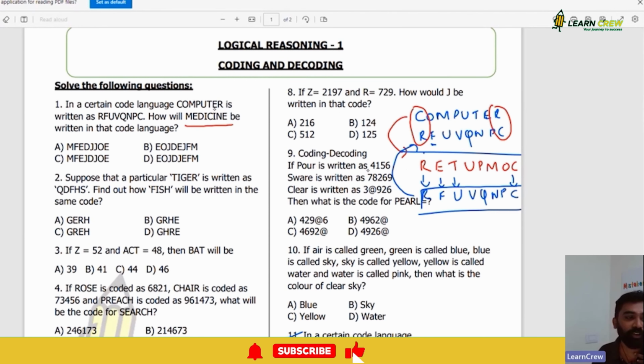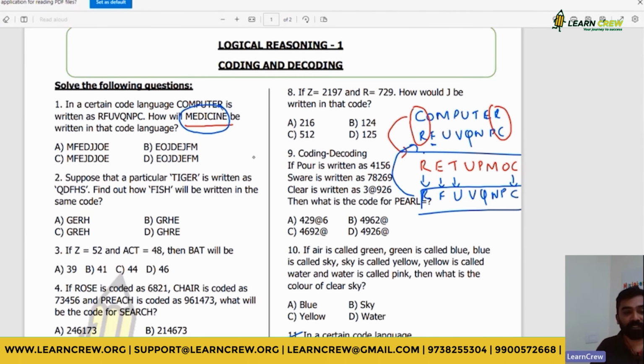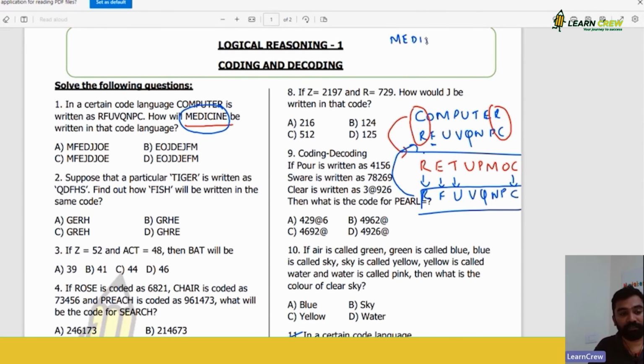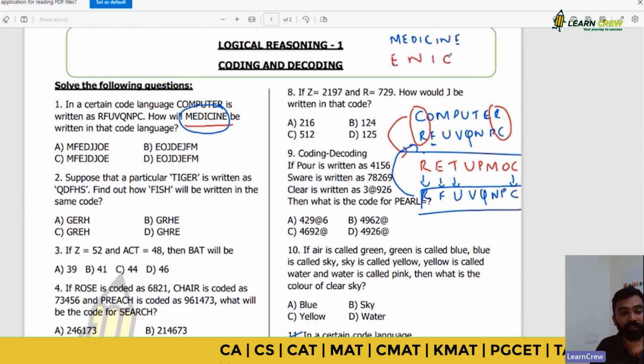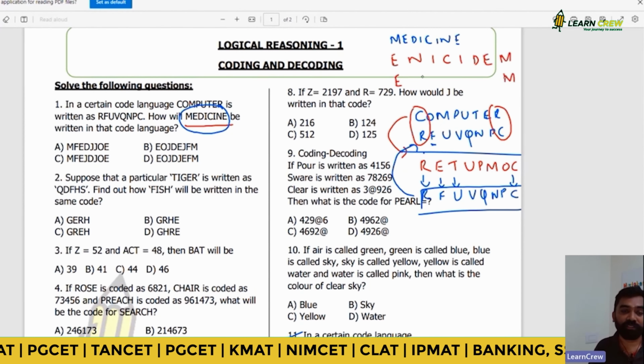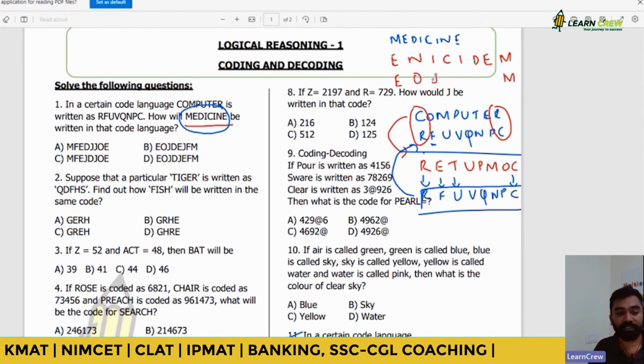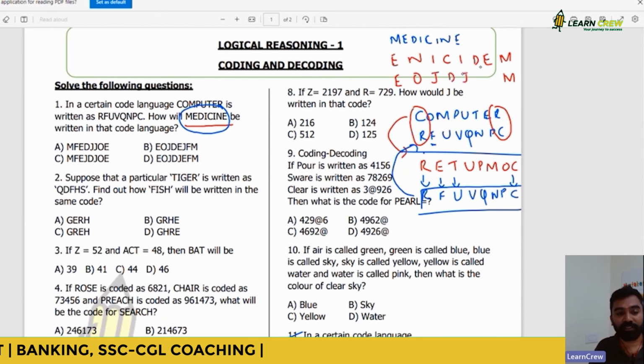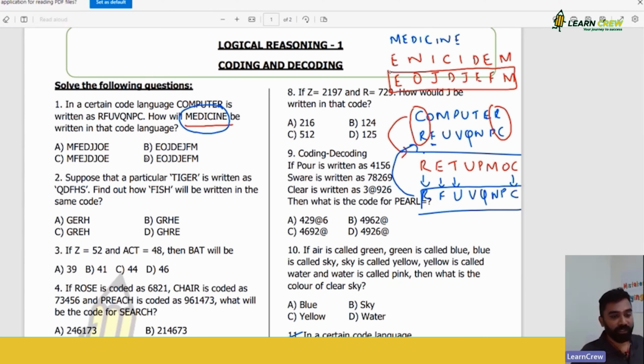If this is the logic, the same logic needs to be applied for the given medicine. So how will you do it? Medicine, write it down. Reverse it, it becomes ENICIDEM. E and M remain the same. N plus 1 is O. I plus 1 is J. C plus 1 is D. J. D plus 1 is E. E plus 1 is F. So this becomes your answer. Either it can be B or D. So UOJD, JDJ. So it becomes option D.